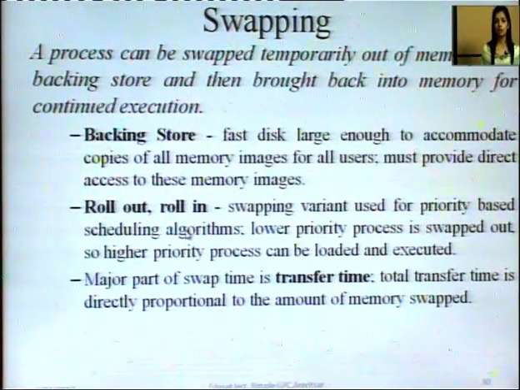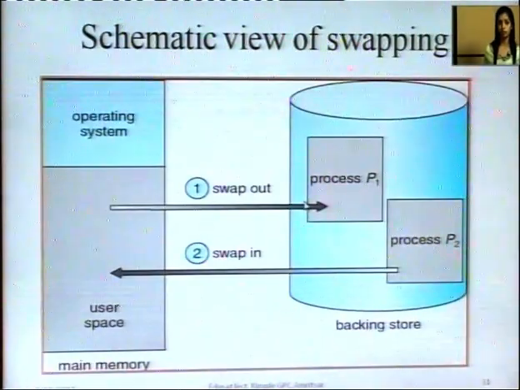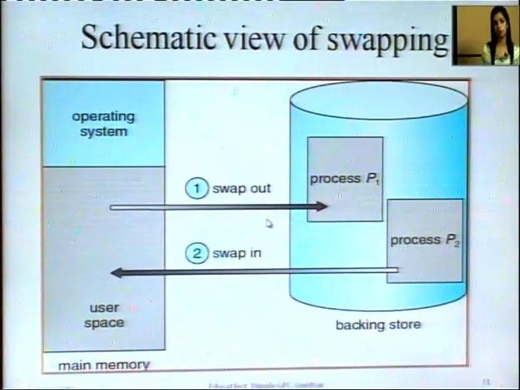Roll out and roll in means the process comes in and goes out according to the scheduling algorithms. There are a number of scheduling algorithms, according to which we get a priority. Then, a major part of swap time is transfer time. The total transfer time is directly proportional to the amount of memory swapped. So in this way a process swaps in and swaps out.